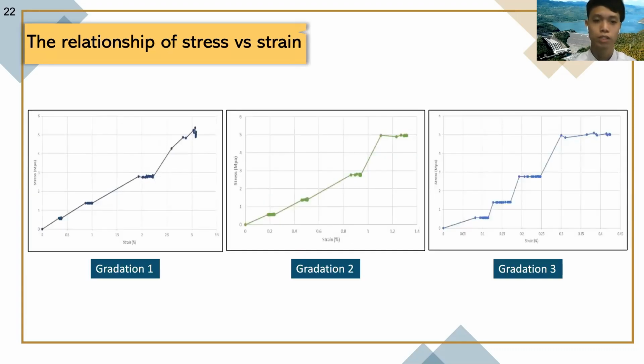And these three pictures show the relationship between deformation and time in each gradation. It shows that when the load is increased, the deformation increases too. However, when we maintain the load at a constant value, the deformation still increases at a slow rate.